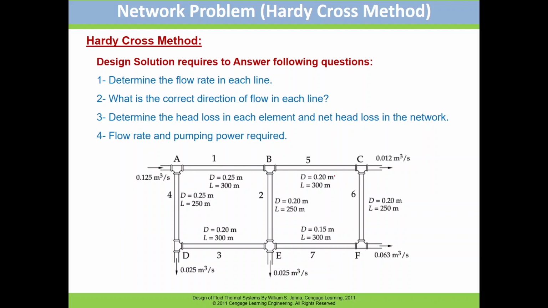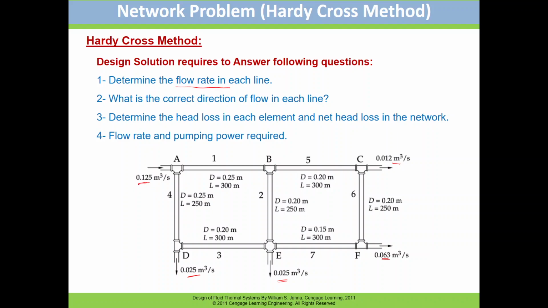So there is some given information and some information we need to find out. The flow rate going into the network is given here, and the flow rate going out of the network is given here, this value and this value and this value. So our objective is to determine the flow rate in each line.